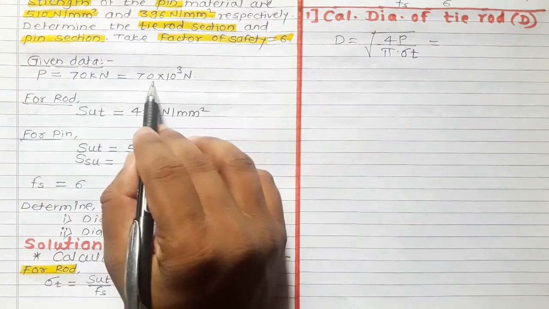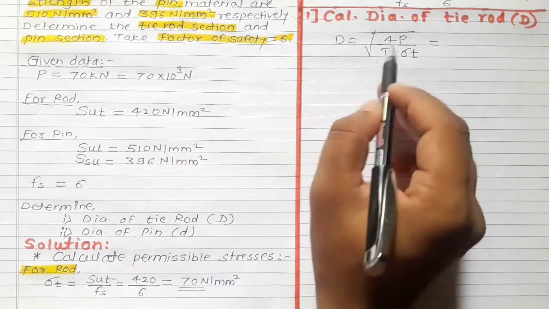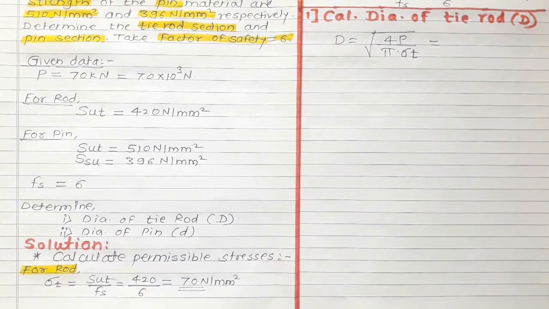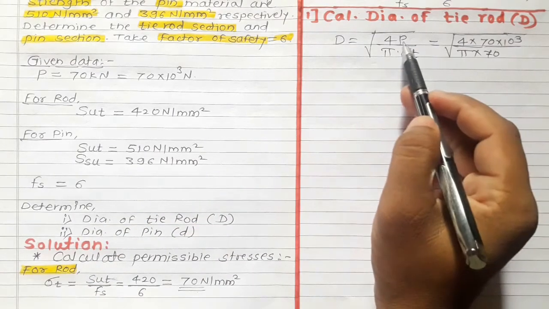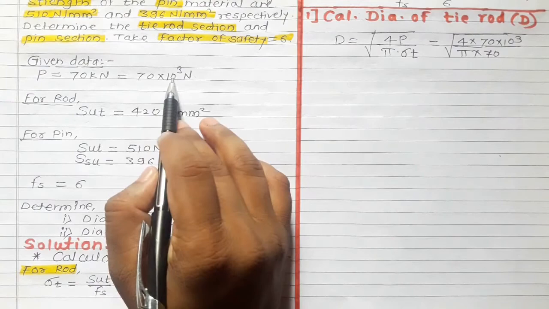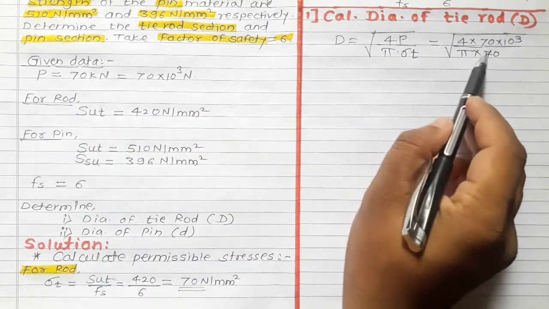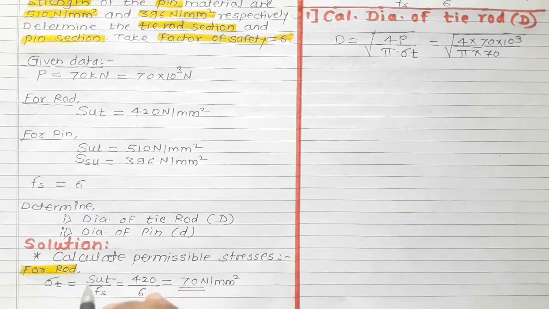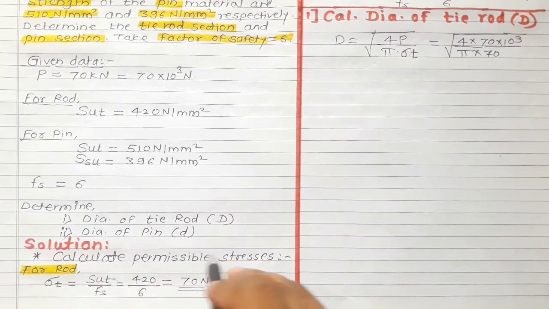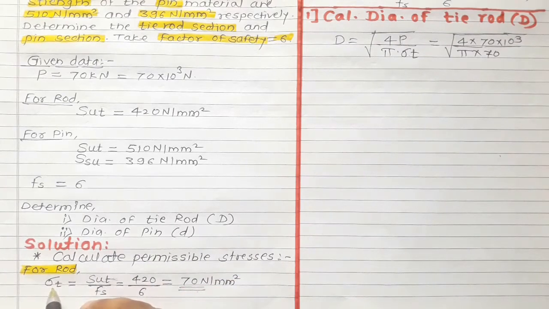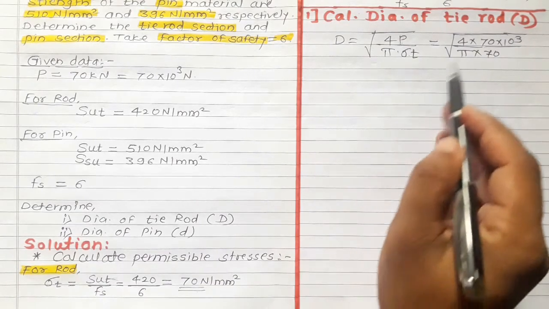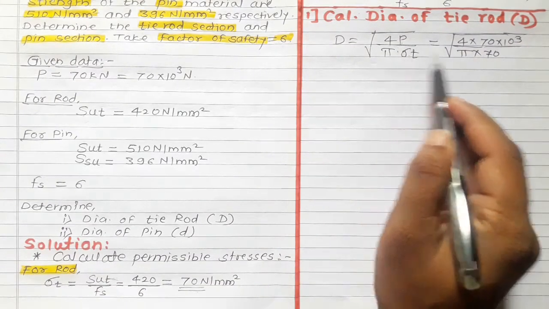Value of P, it is given 70 into 10 raised to 3 Newton, and we can calculate this diameter of rod from this equation. So I have put here the value of P 70 into 10 raised to 3 Newton, which is given in the numerical statement. Then I have put here value of sigma t as 70, which we have calculated in the solution initially under the heading calculate the permissible stresses, and this is the value of sigma t for this rod. It is 70 Newton per mm square. So this is the value of permissible tensile stress sigma t.